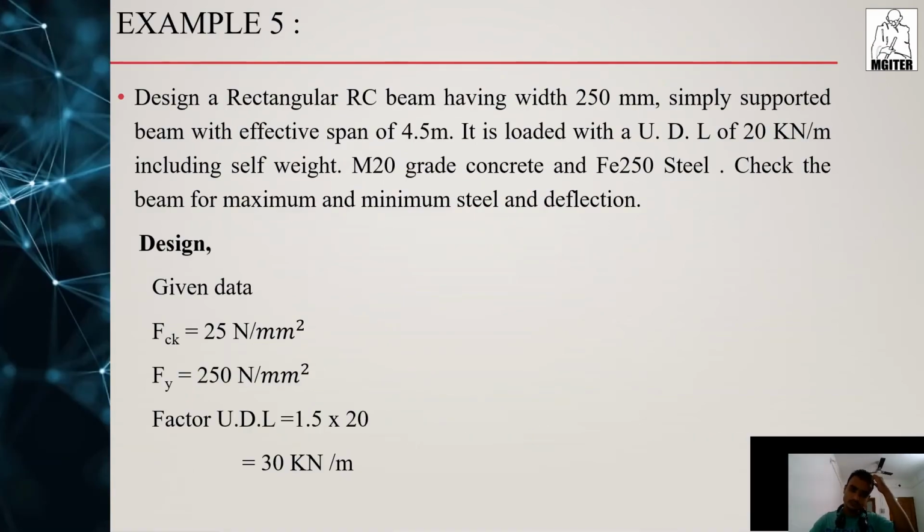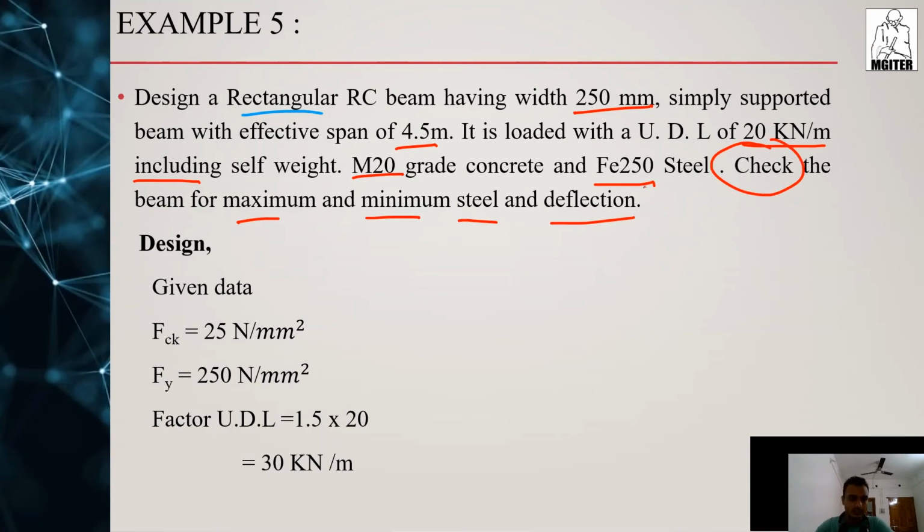Now there is a third one, which we have to read out. Design a rectangular RC beam. One second, I will change the color. Okay. Rectangular RC beam having width 250 mm. Simply supported beam, effective span 4.5 meter, loaded with UDL 20 kN per meter including self weight, M20 grade concrete and Fe 250 grade steel. Check the beam for maximum and minimum steel and deflection. So we have to follow these checks in this example.